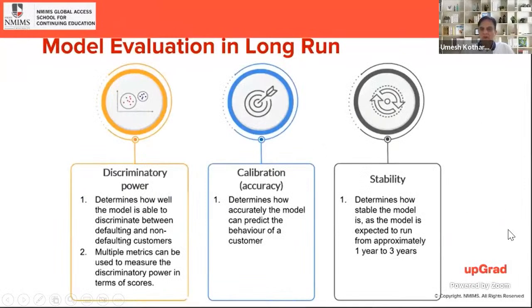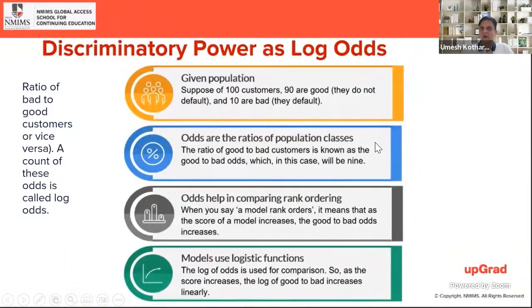This was for the long-term stability. Calibration and discriminatory power is a long-term indicator. Now, there's some interesting analysis that you can carry out, and that is log odds. Log odds is the ratio between good to bad customers, and the number is the same, the interpretation differs.